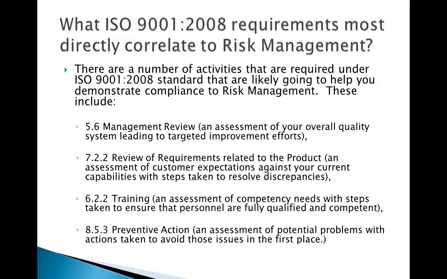Management review, clause 5.6. You're looking at your overall system and you're already targeting improvement efforts. That's absolutely risk-based thinking. Section 7.2.2, reviewing requirements related to the product. This is, for a lot of companies, the contract review phase. You're assessing what your customers' expectations are against what your current capabilities are. And you're taking steps to resolve discrepancies. That's absolutely risk-based thinking. Training, section 6.2.2. You're assessing what your competency needs are and taking steps to ensure that your personnel are qualified and competent. Absolutely risk-based thinking. And then most directly, most obviously, preventive action. Assessing potential problems and taking actions to avoid those problems in the first place.